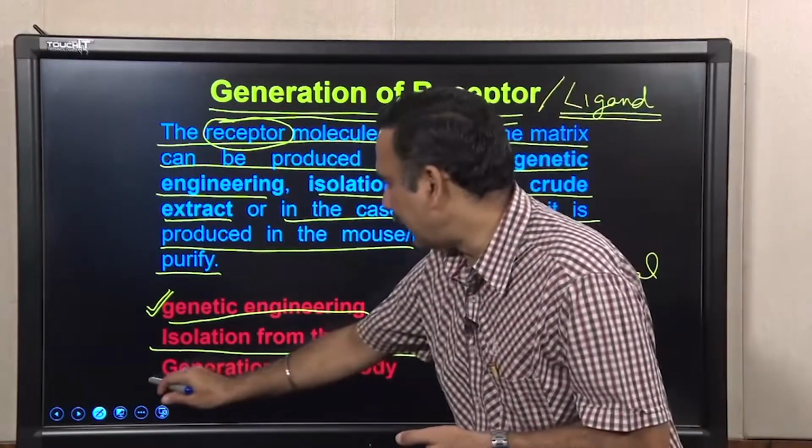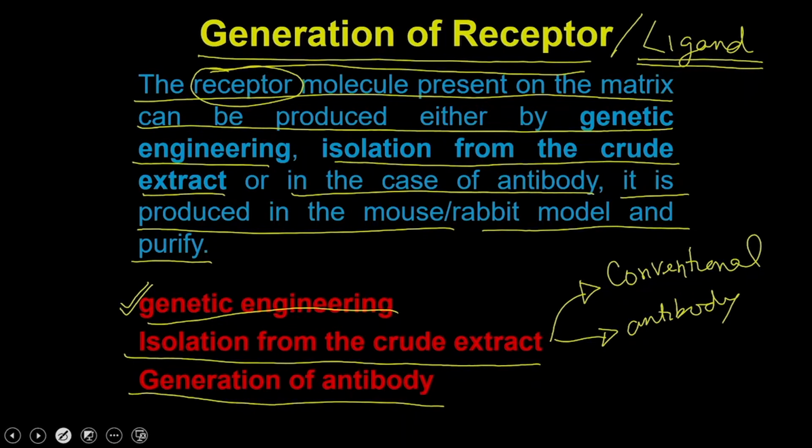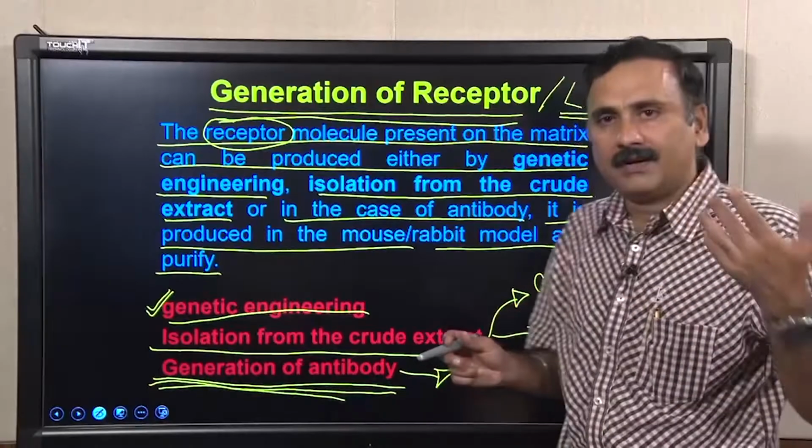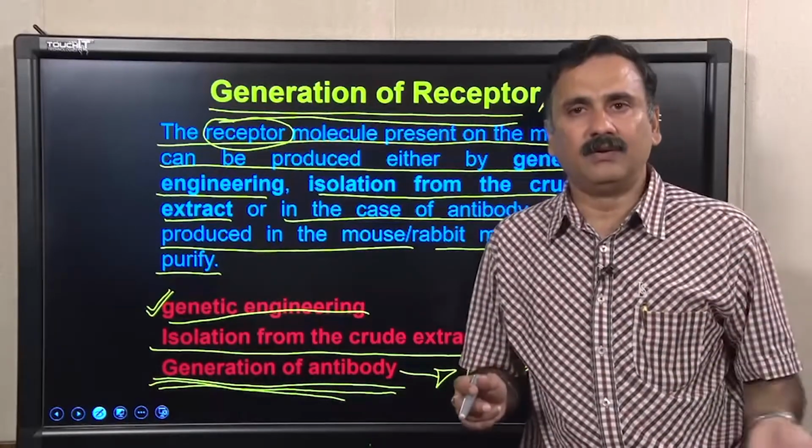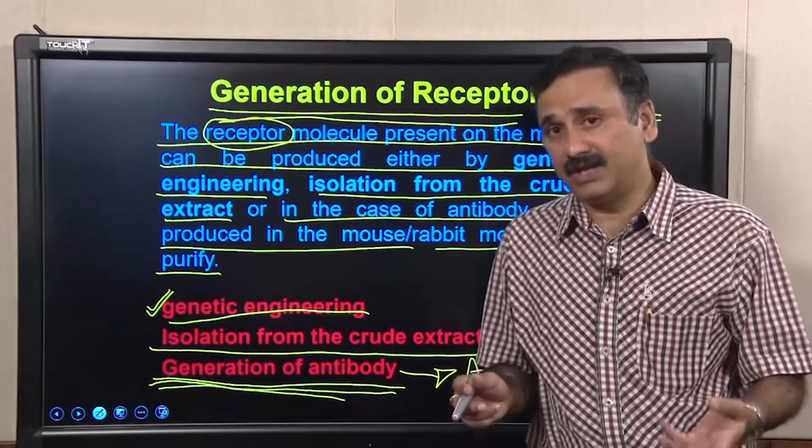The third place where you are going to use antibodies: an antibody makes a pair with an antigen. So, you can generate antibodies against any receptor or ligand, or in other words, they can be generated against the antigen.